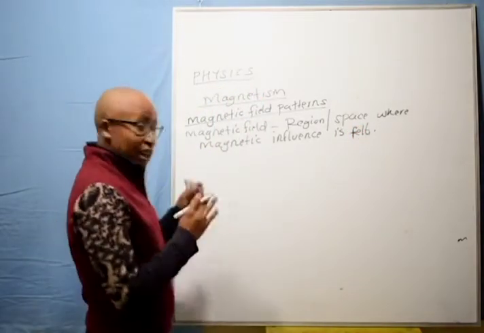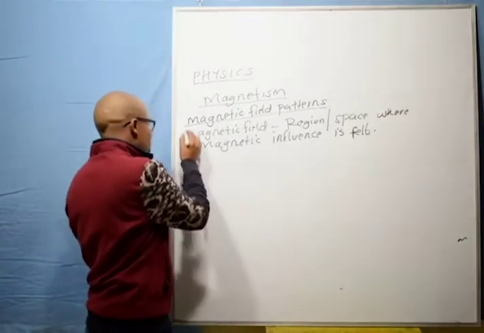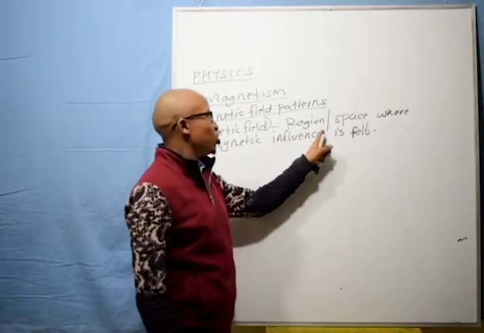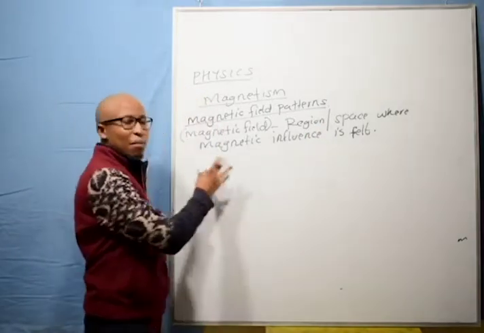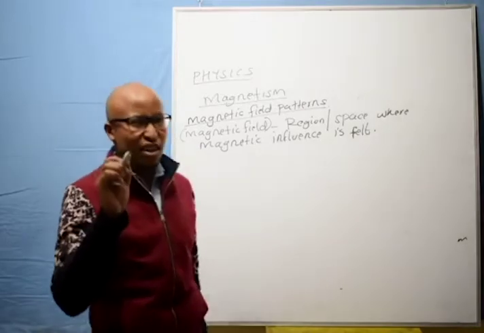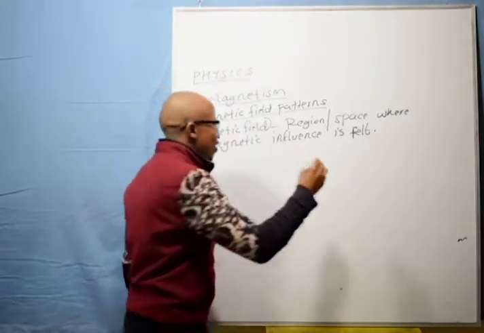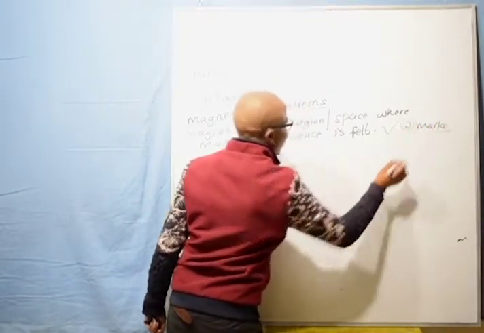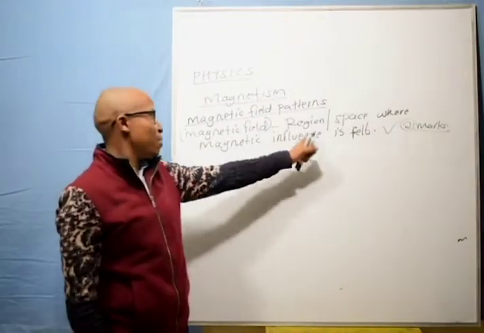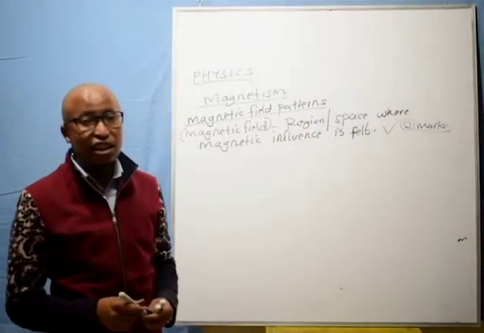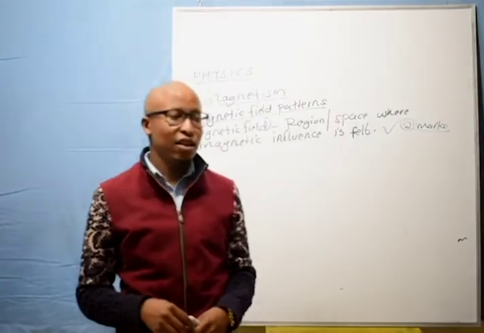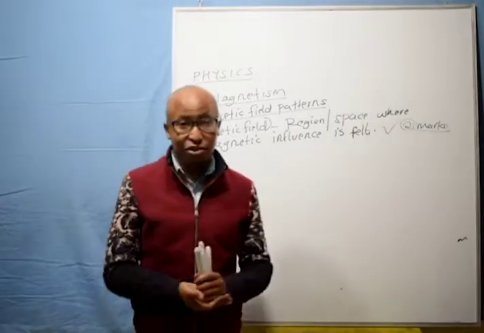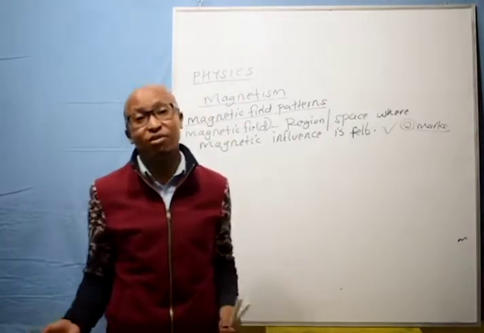Knowing that in an exam, these are very common questions: define magnetic field. So you say it is a region or a space where magnetic influence is felt. Stating it that way, you will have yourself 2 marks. Now you have defined what a magnetic field is: a region where the magnetic effect is being felt.